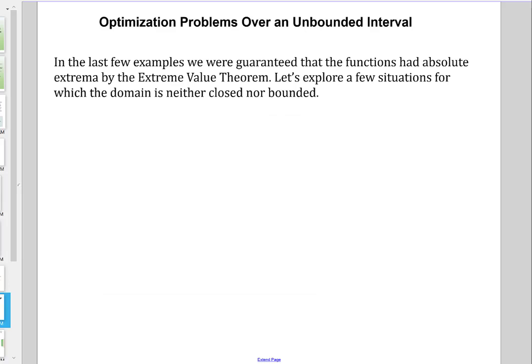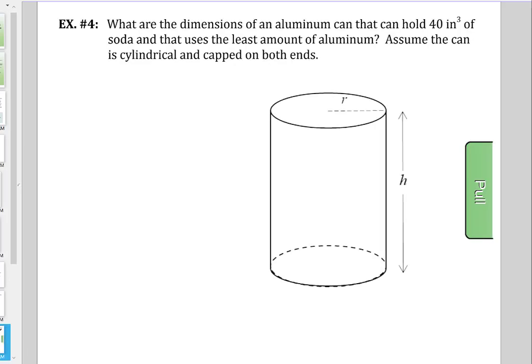Okay, in the last few examples, we were guaranteed that the functions had absolute extrema by the extreme value theorem. So we want to watch for situations where the domain is neither closed nor bounded. So we have to think about those in a different way. Here in example 4, we want to know what are the dimensions of an aluminum can that can hold 40 cubic inches of soda and uses the least amount of aluminum. Assume the can is cylindrical and capped on both ends.